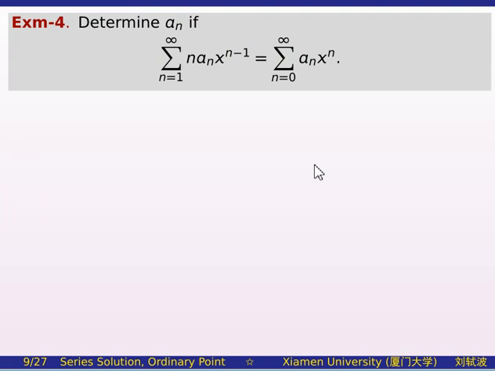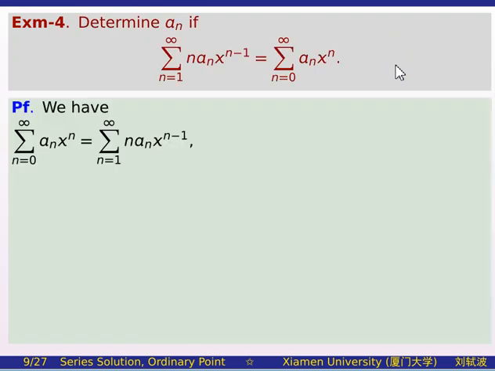Now we consider this example. Suppose a power series sigma an x^n satisfies this equality. We are required to determine the an. So how to determine this? By assumption, the sum of n from 0 to infinity of an x^n equals the sum of n from 1 to infinity of n an x^(n minus 1).